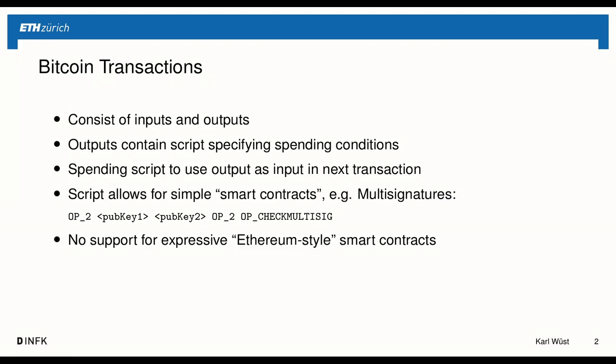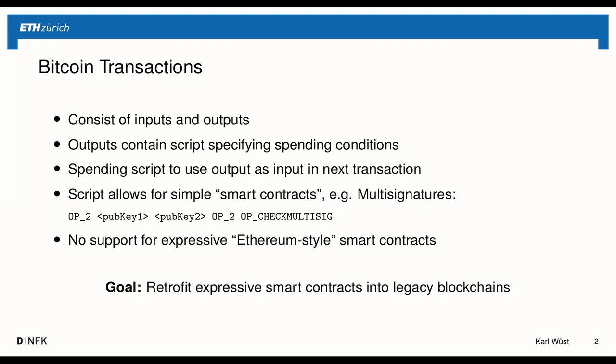Of course, one option if we want to use expressive smart contracts would be to move from legacy cryptocurrencies like Bitcoin to new platforms that are specifically built for this. But these legacy ecosystems have already attracted a significant amount of users, developers, and investments, and that makes it preferable to enhance these systems instead of migrating all of the users and assets to another platform. That brings us to our goal, which is to retrofit expressive smart contracts into legacy blockchains without requiring changes to the protocol of this underlying blockchain.